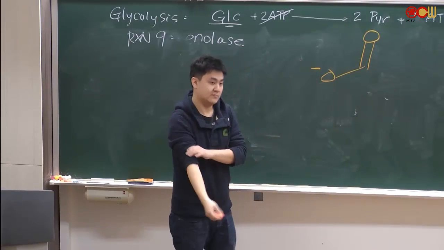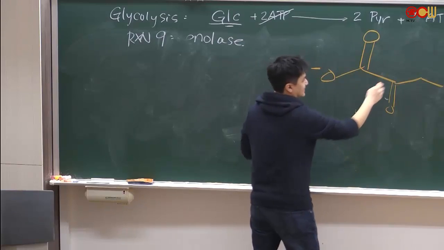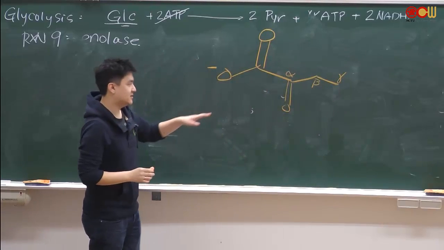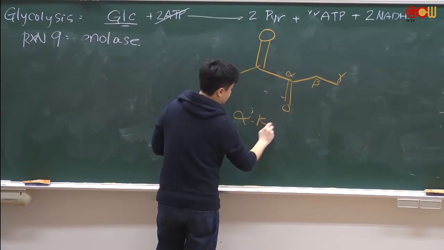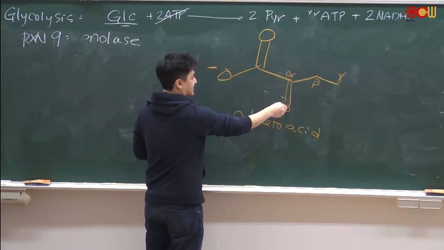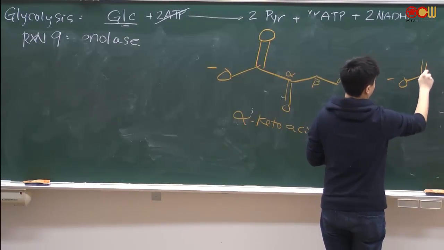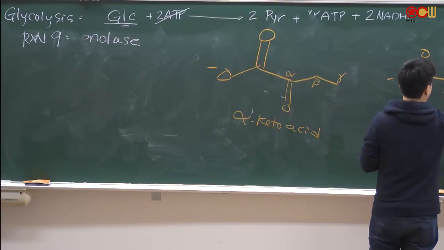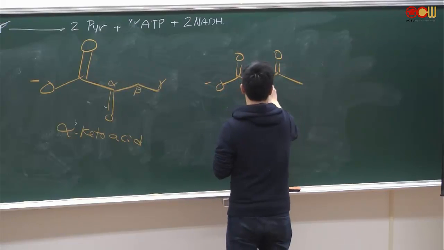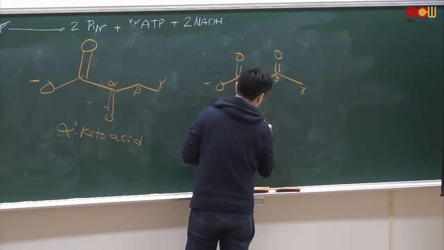This is an acid. That's the acid. This is the alpha carbon, beta carbon, gamma carbon. So this thing is called an alpha keto acid. And this other thing, if you shift the keto group to the beta position, alpha, beta, gamma, this is a beta keto acid.